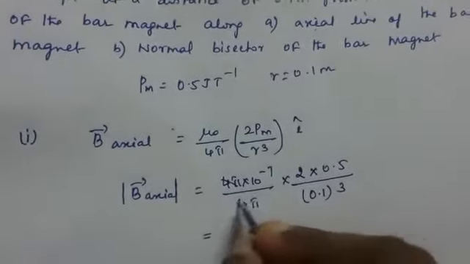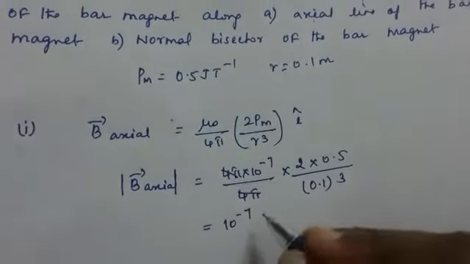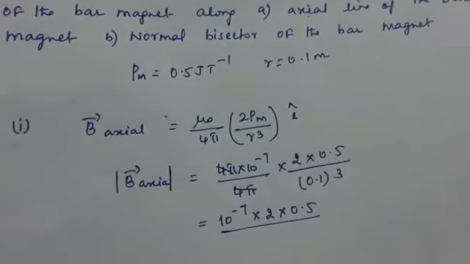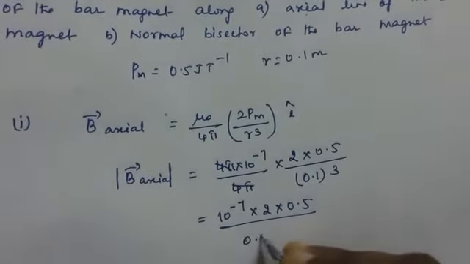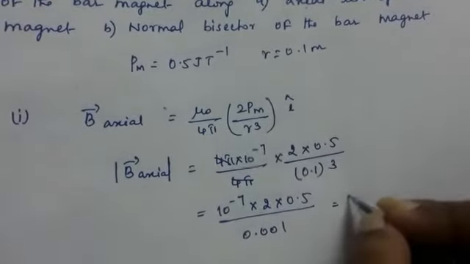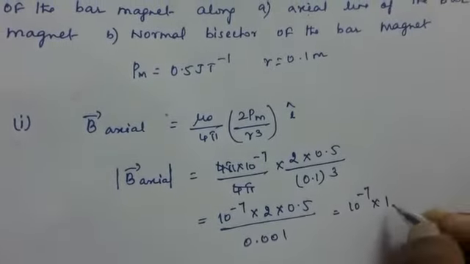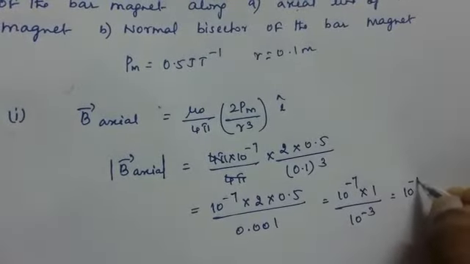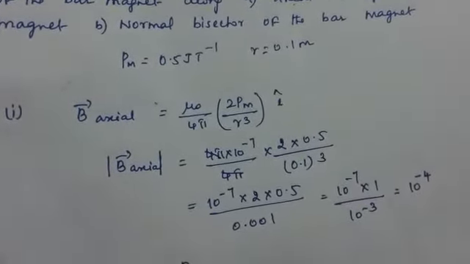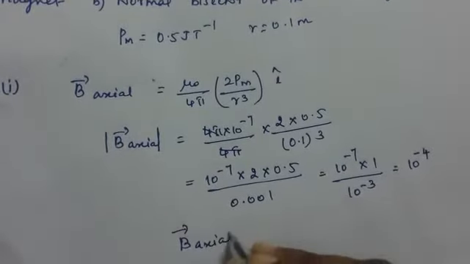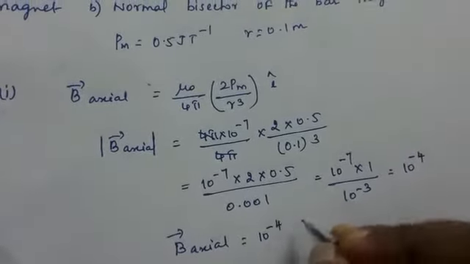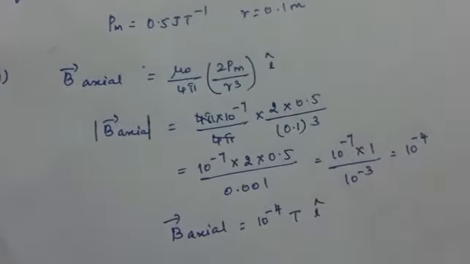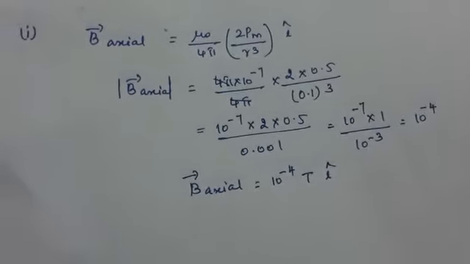So 4 pi and 4 pi will get cancelled. 10 raised to minus 7 into 2 into 0.5 divided by 0.1 the whole cube, which is 0.001. So it is 10 raised to minus 7 into 1 by 10 raised to minus 3. So this is nothing but 10 raised to minus 4. So B axial is equal to 10 raised to minus 4 Tesla, and the direction here is along the direction of i vector.